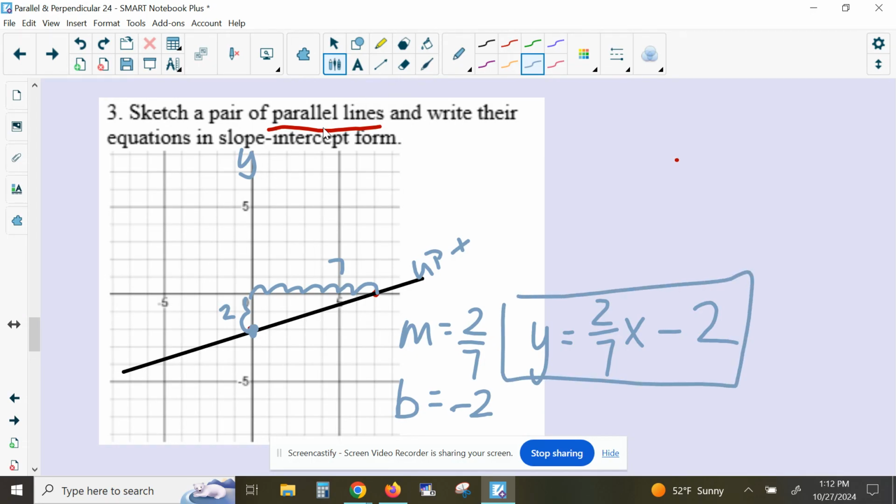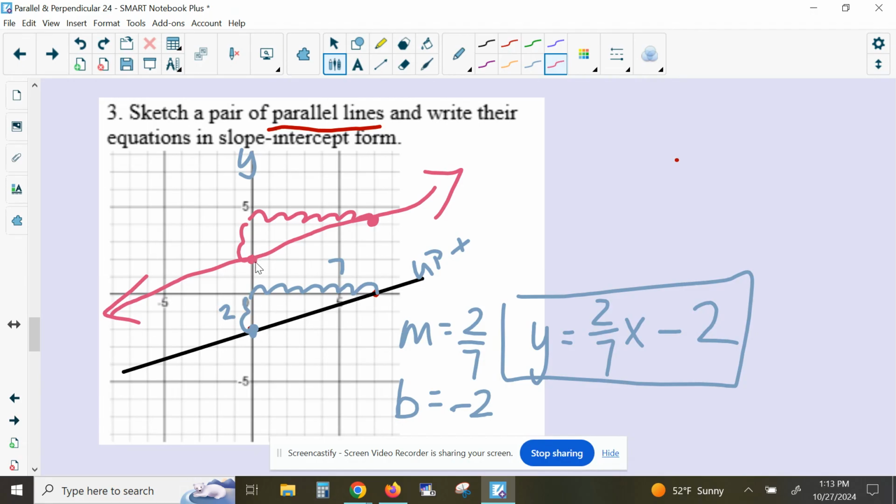Now I need one that's parallel. So all I got to do is make sure I have the same slope. So I could start him anywhere I want. Maybe I want to make him up here, crossing right there. I do know my slope has to be 2 over 7. So I do know I have to go up 1, 2, and run 1, 2, 3, 4, 5, 6, 7. So I know he's got to go through this point. So he's going to look like that. Clearly I did not use a ruler that time.